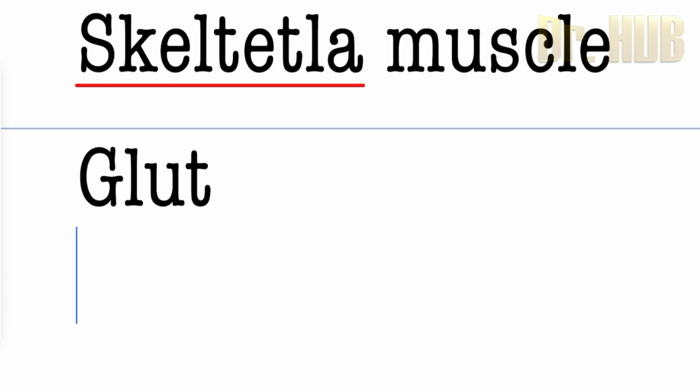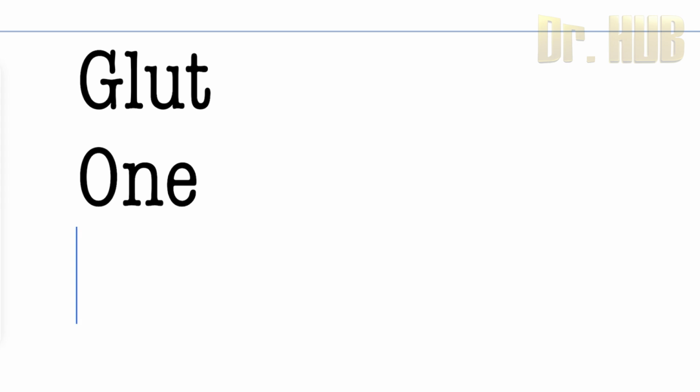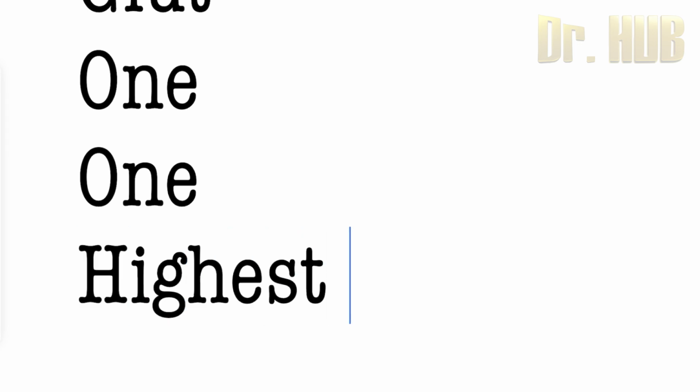Then moving on to the GLUT, we have GLUT1. GLUT1 is the major site of expression, and the highest level is in the RBC. So just revising, SGLT1 was in the kidney and also the intestine, SGLT2 is again the kidney, and SGLT3 is mainly in the intestine as well as the skeletal muscle.